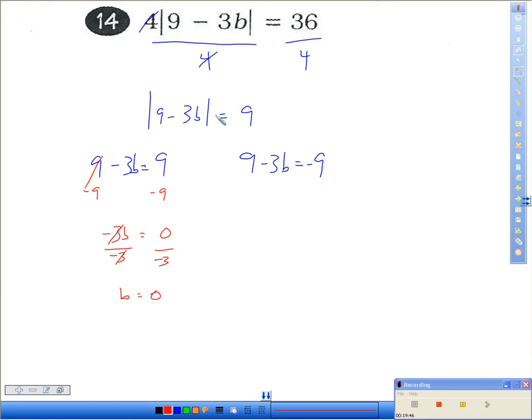Let's put that back in and make sure that it makes sense. 3 times 0 is 0. 9 minus 0 is 9. Absolute value of 9 is 9. 9 times 4 gives us 36. So then let's solve this one.